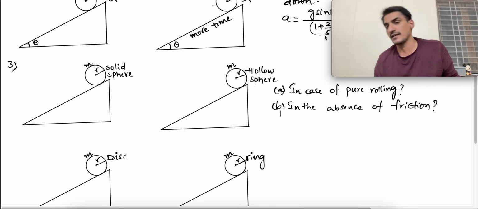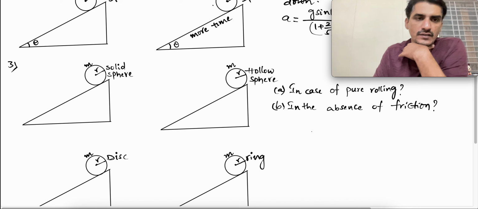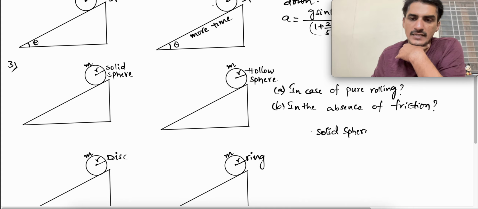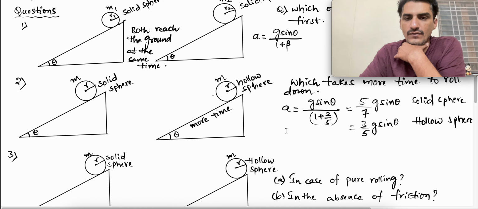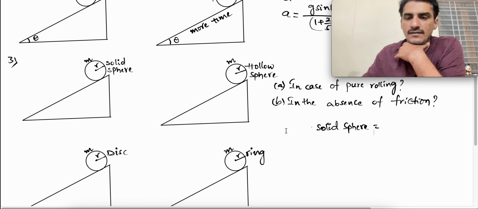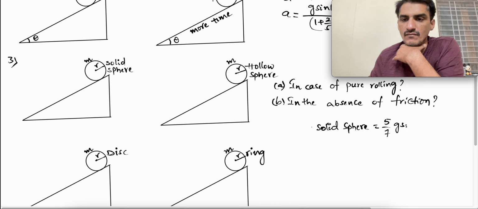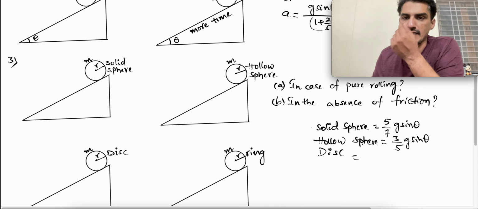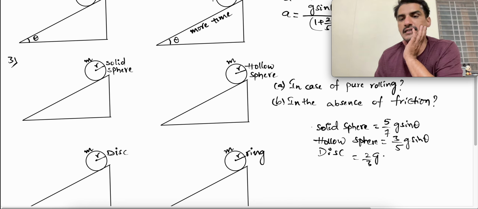We can easily say that it is the solid sphere. Now let us write the acceleration for all of them. First, for the solid sphere, just now we got 5 by 7 g sin theta. For the hollow sphere it is 3 by 5 g sin theta. And for a disc it is g sin theta by 1 plus beta, that is 1 plus 1 by 2, which means 2 by 3 g sin theta.